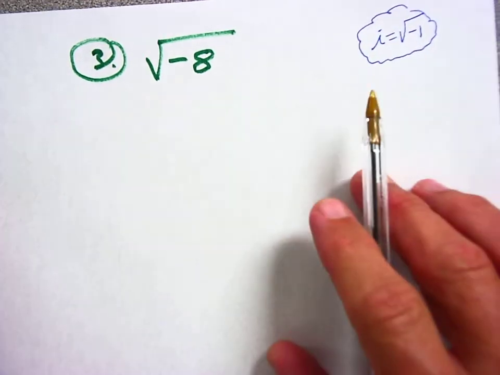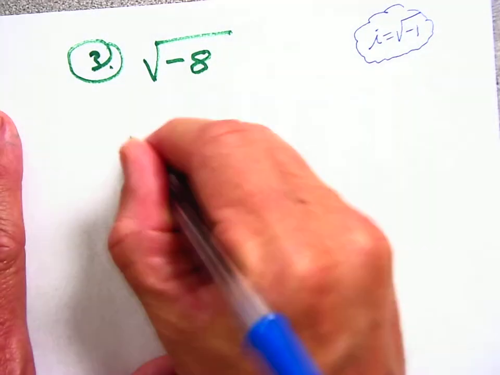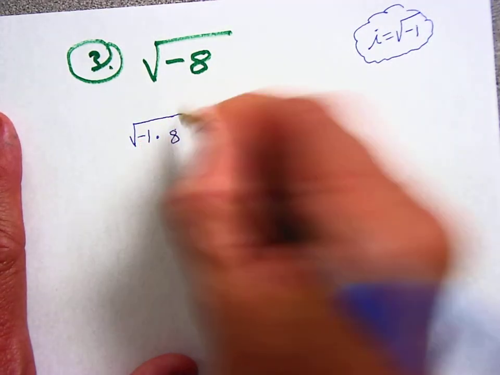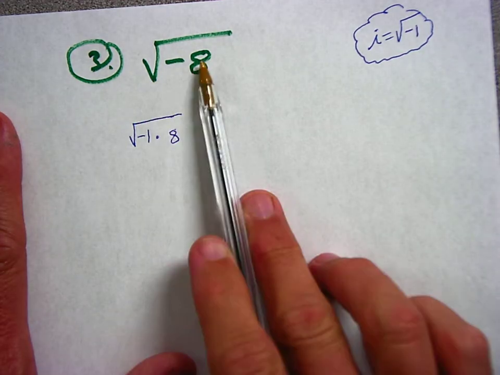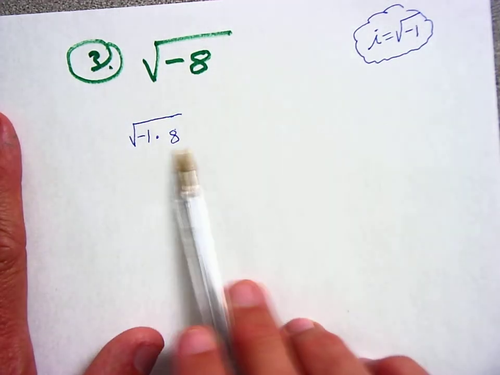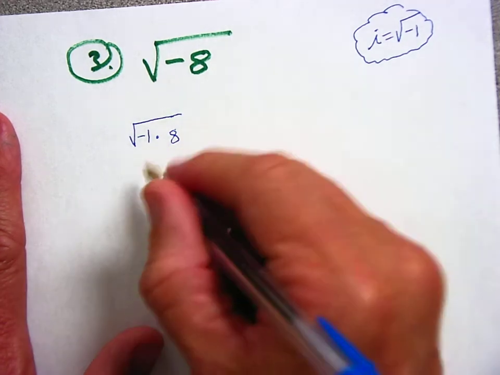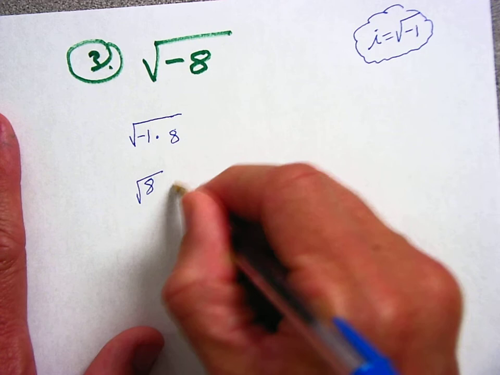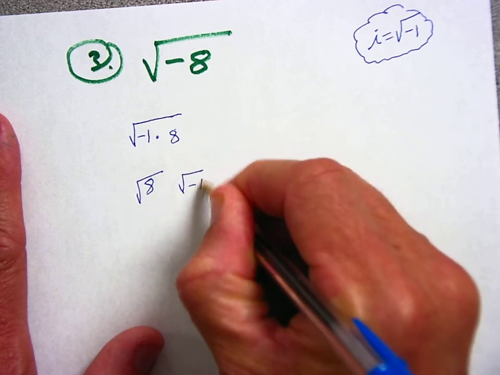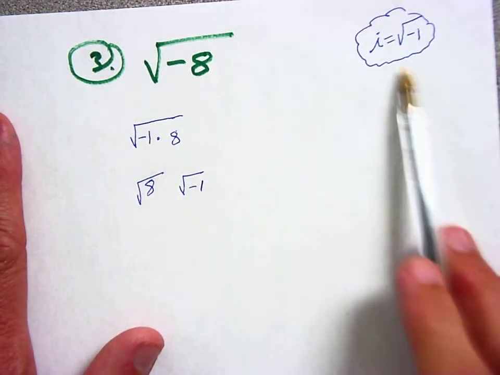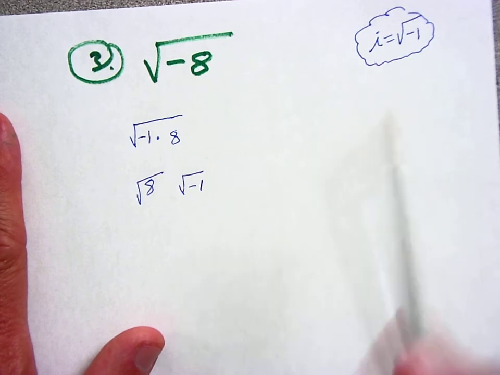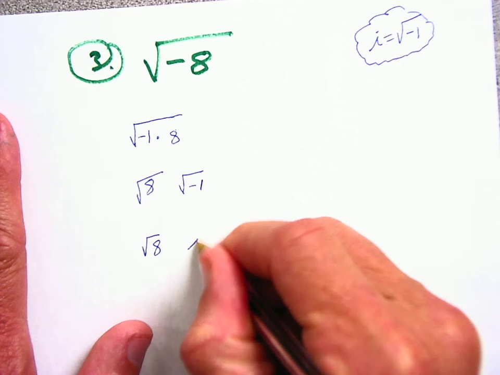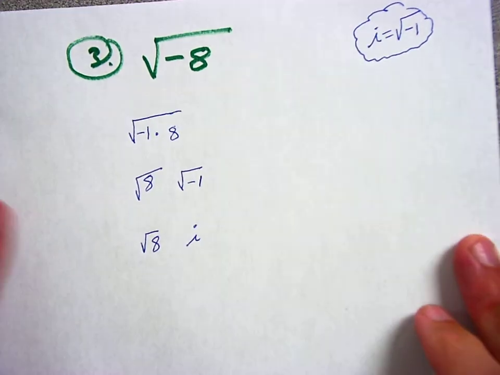But I got good news for you. The first thing you're going to do is just separate -1 times 8. You can do that every time. If you have the square root of a negative number, go -1 times the opposite. I'm going to put the square root of 8 in front and the square root of -1 in the back. The square root of -1 now is i. So now you have the square root of 8 times i, and the only thing you've got to do is break down that 8.